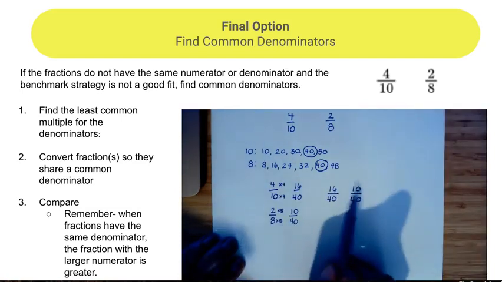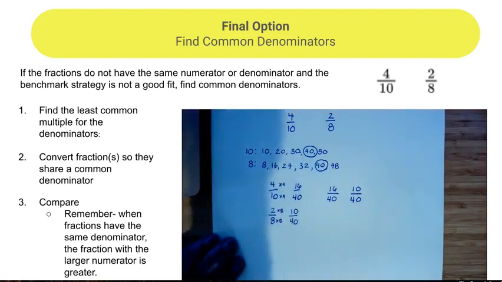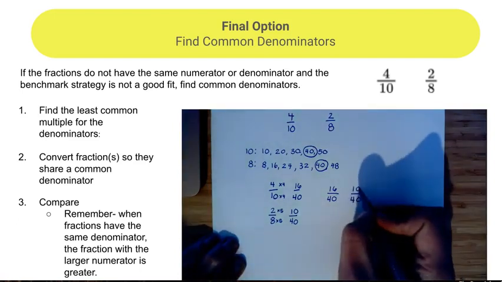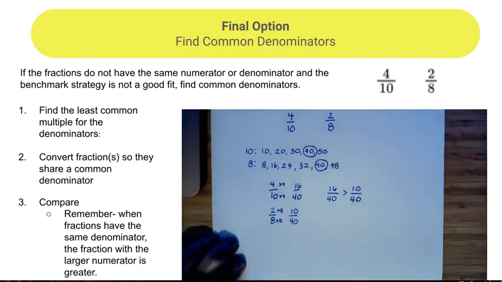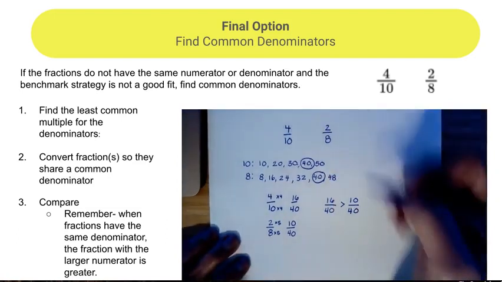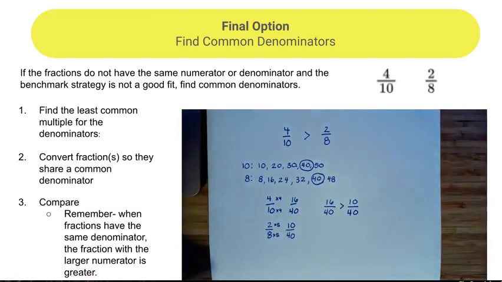And they have the same denominator, so I can use the rule for when fractions have the same denominator: the fraction with the larger numerator is greater. So I can see that 16 is greater than 10. So 16/40 is greater than 10/40, which means in my original problem, 4/10 is greater than 2/8.